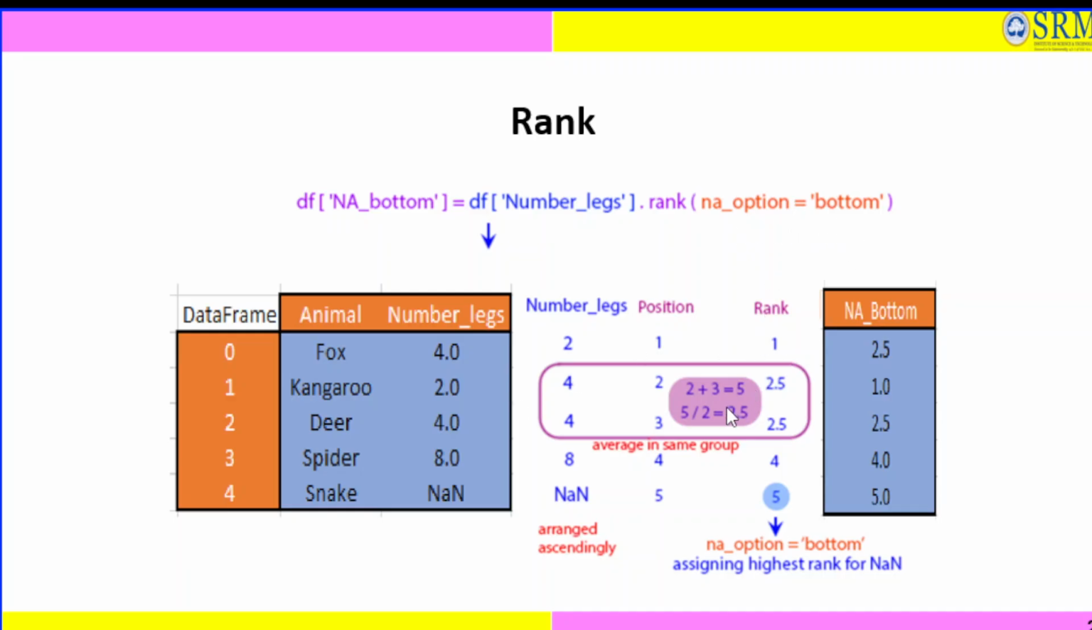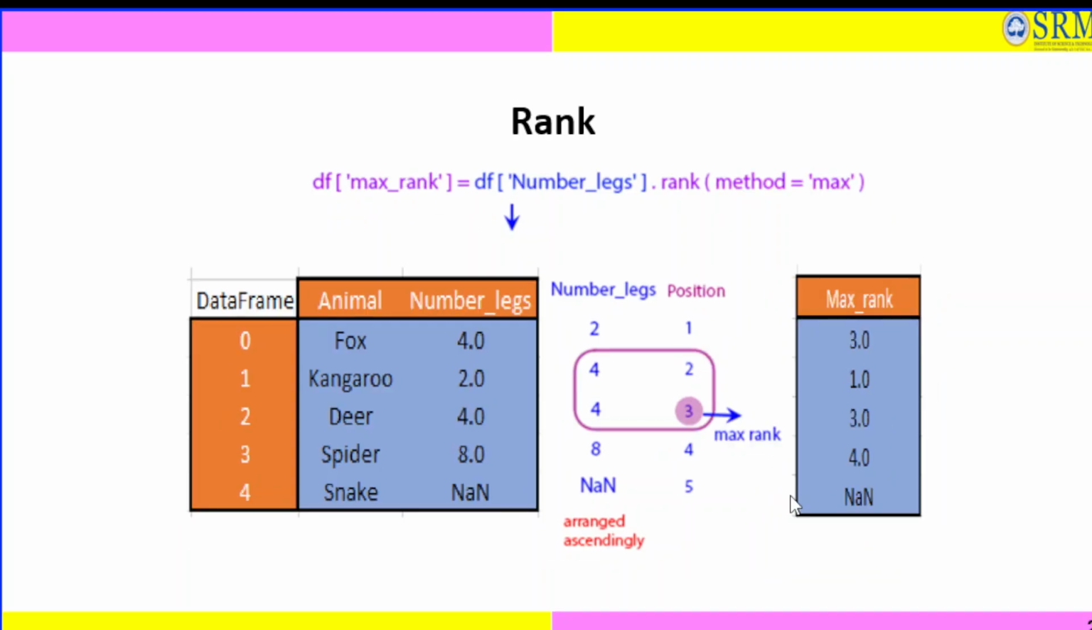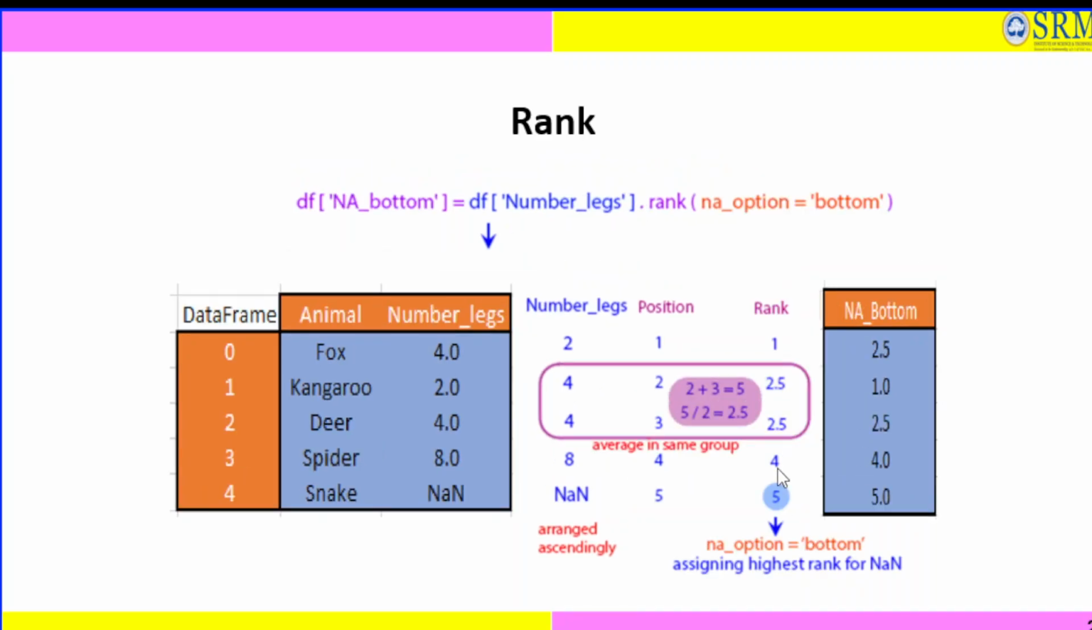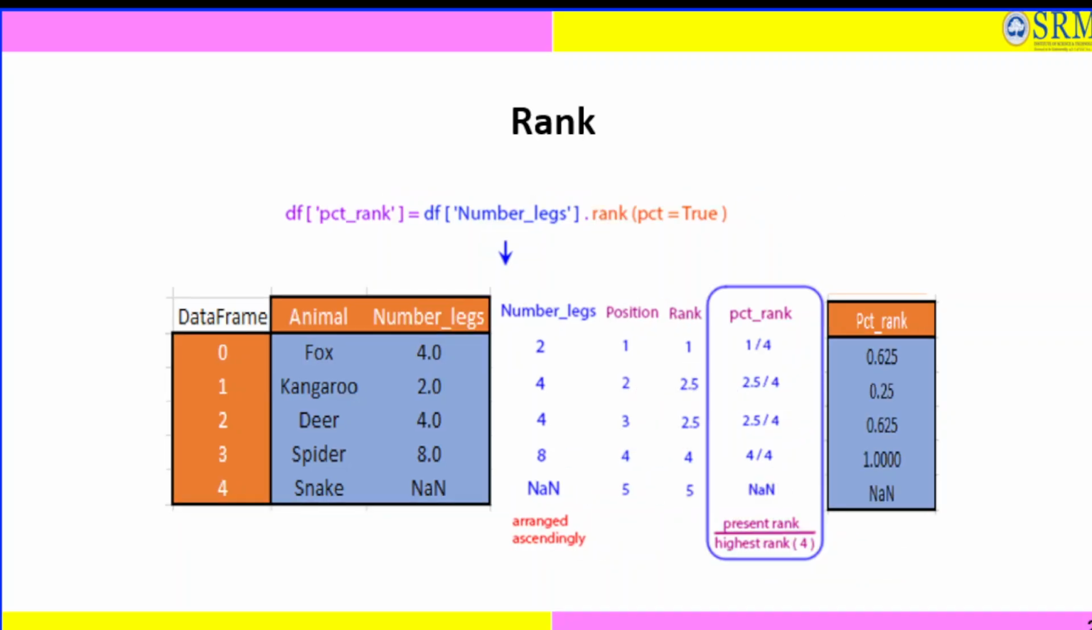Next is na underscore option equal to bottom. Whatever we did in default, the same applies here. But the one thing we are going to notice is that in the default rank, we left the NaN as it is, whereas na option equal to bottom means it is going to assign the highest rank. All the NaN values will be moved to the bottom and it is going to assign the highest rank for the NaN.